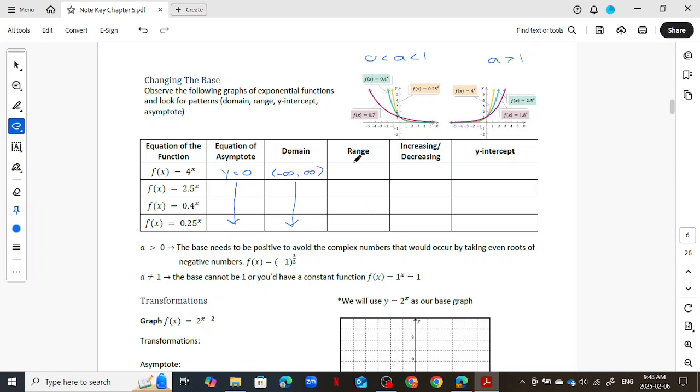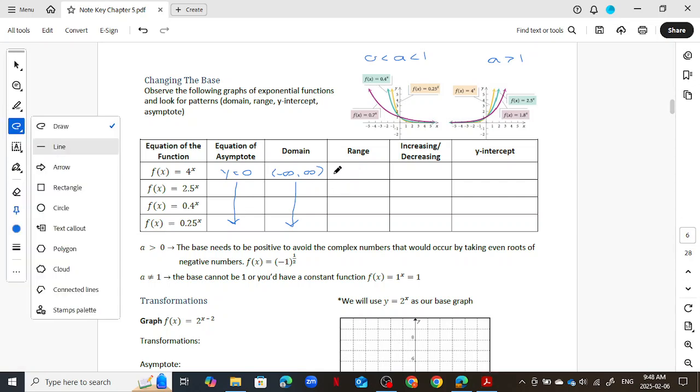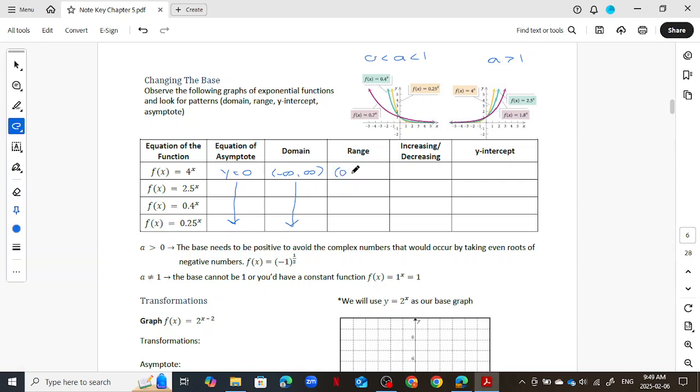Well, for every single one of these graphs, we had an asymptote at y equals 0, and the graph is above the x-axis. So for every single one of these, the range is y is greater than 0. Now I realize that I've switched myself to set notation. Let's switch ourselves back to interval notation because that's what the textbook likes. So the range is 0 with a round bracket to infinity all the way through.